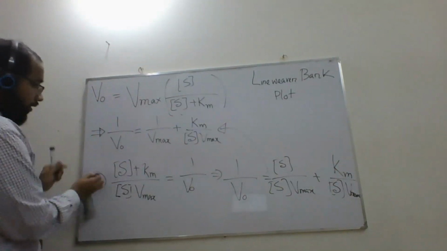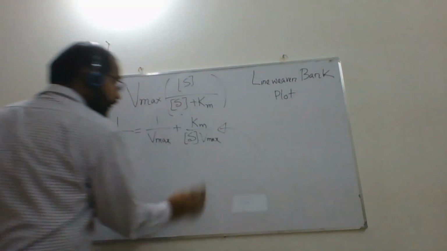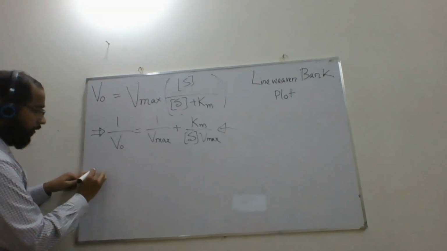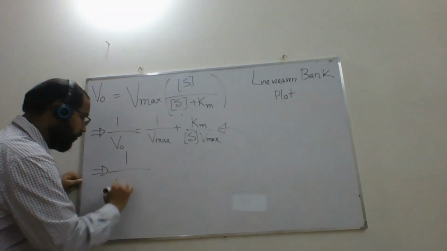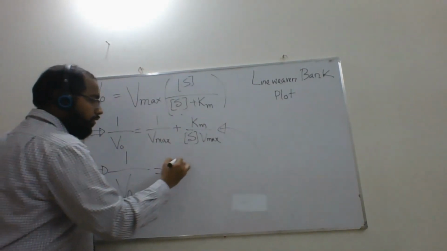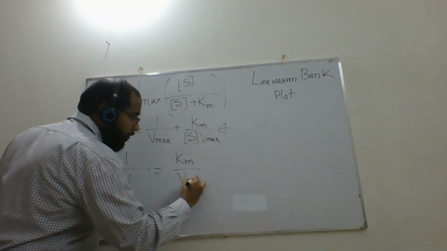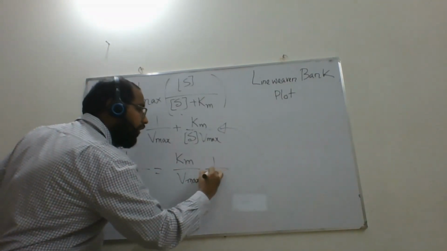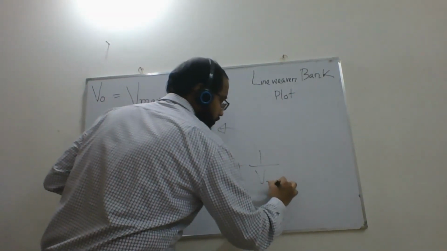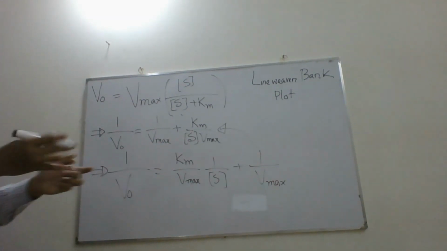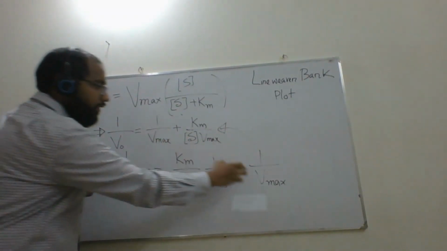Now just to rearrange to make it ideal, we can write 1 by v0 equal to km by vmax into 1 by s plus 1 by vmax. I keep everything the same, I just write it a little differently. This is the same thing that is written here, and this is the same thing that is written here.